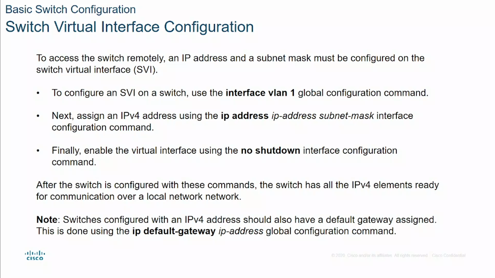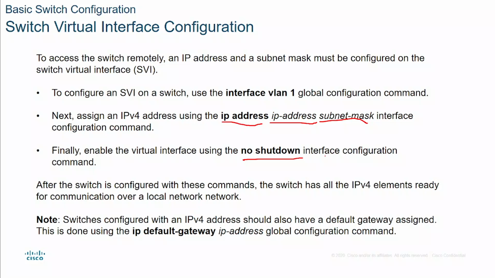The next thing you do is assign an IPv4 address using the ip address command. When you type the ip address command, what follows is the IP address you want, then also the subnet mask. The last thing you do is enable the virtual interface using the no shutdown interface configuration command.